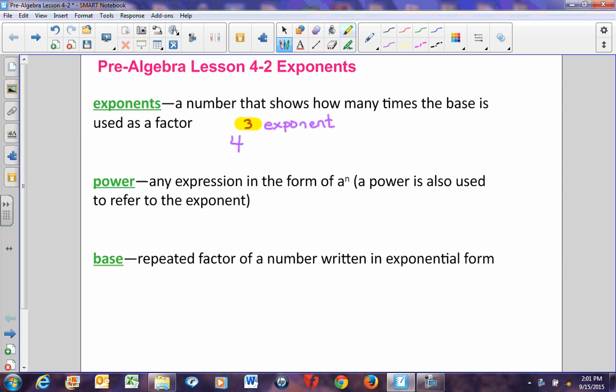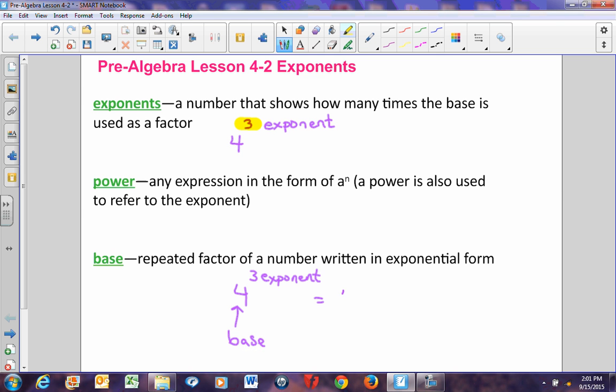A power is an expression in the form of a to the n. Sometimes a power is used interchangeably to refer to the exponent. So in 4 to the third power, 3 is an exponent, but sometimes they say third power. A base is the repeated factor of a number written in exponential form. So in the problem 4 to the third, the 4 here is your base. The 3 is your exponent.